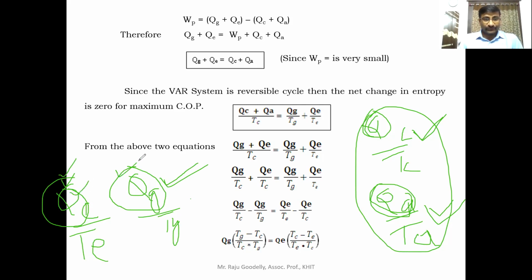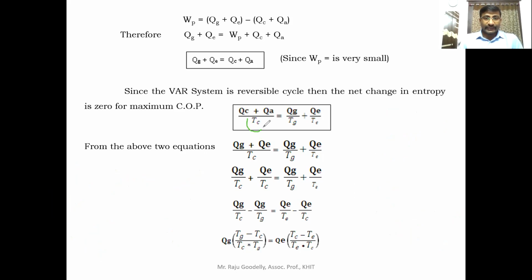So entropy increases in these two terms, and entropy decreases in these two terms. So the change in entropy must be 0, or the entropy decrease is equal to the entropy increase. This is what I have written here: QC plus QA, because TC and TA are both the same. The condenser operates at cooling medium temperature TC and the absorber operates at TA, both are the same in the VAR system, because we are using a cooling medium in the condenser and also in the absorber. The cooling medium temperature is equal for the condenser and absorber. That's why these two are equal.